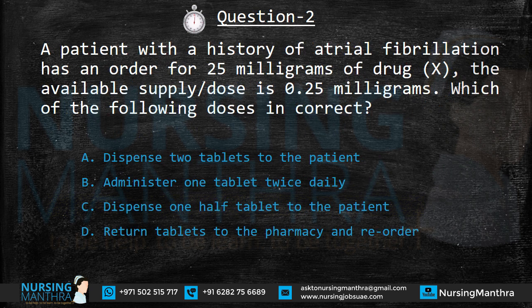A patient with a history of atrial fibrillation has an order for 25 mg of drug X. The available supply/dose is 0.25 mg. Which of the following doses is incorrect?